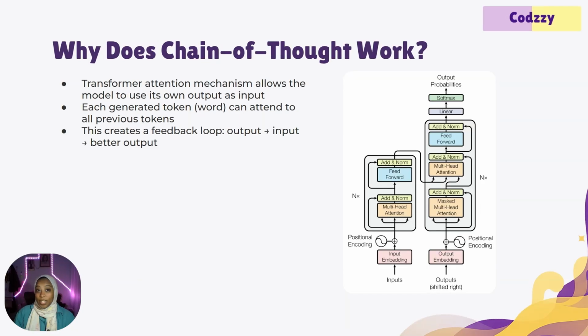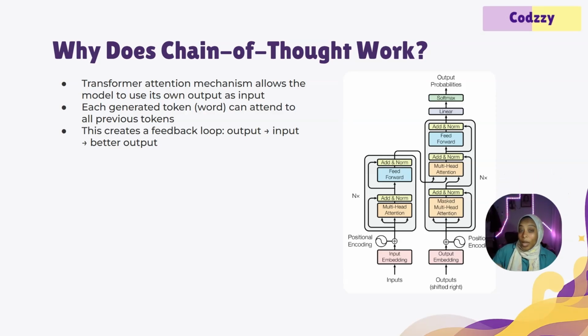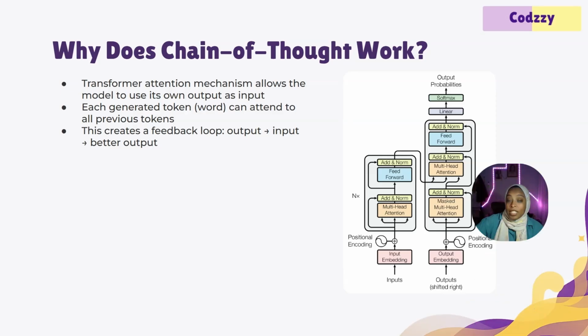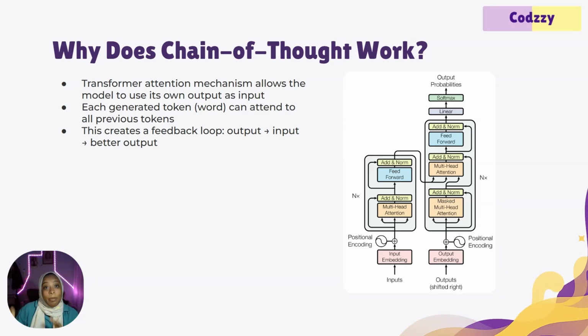Why does chain of thought work so well? Remember when we learned about transformers in Module 1? It's all about how transformers work. The attention mechanism allows the model to use its own output as input for generating the next token or word. Each new token the model generates can see and pay attention to all the previous tokens it created. So when we ask it to think step by step, each step it writes becomes part of the context for the next step. It creates a feedback loop where the model's reasoning builds on itself, leading to more accurate results.